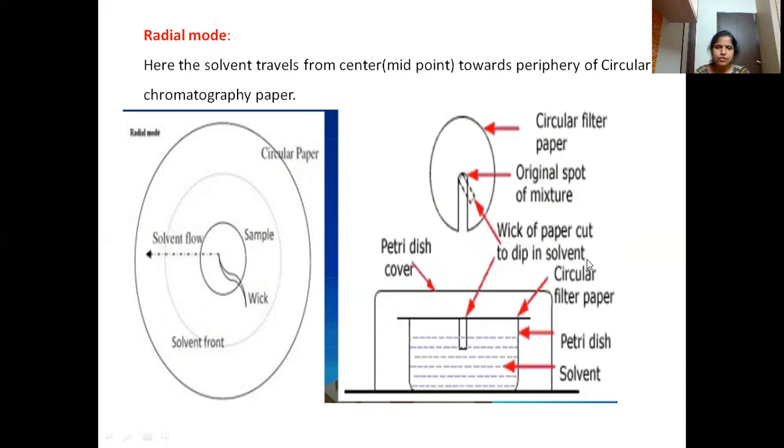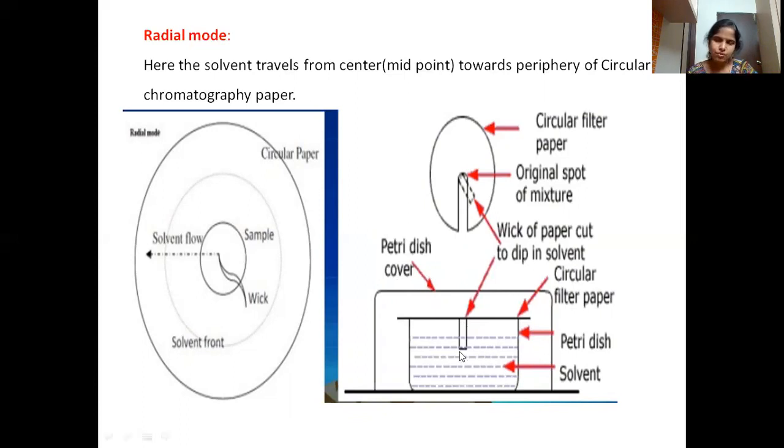So that wick of the filter paper which is cut, we have to dip in the solvent like this. Now this filter paper which is cut from the circumference till the center, we have to place on a petri dish. This is a petri dish. So we have to place that circular paper horizontally on the petri dish. When you place that horizontally on the petri dish as a circle, the middle part, that is the wick, should hang or suspend into the solvent. So it has to touch the solvent there.